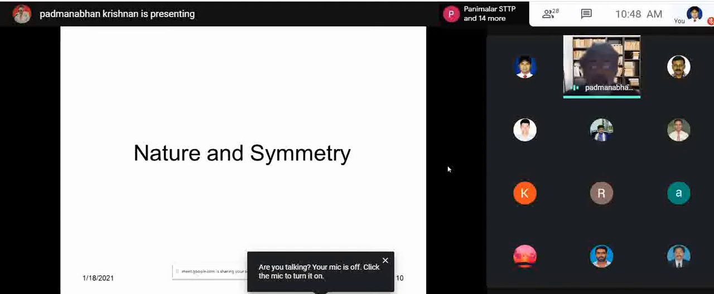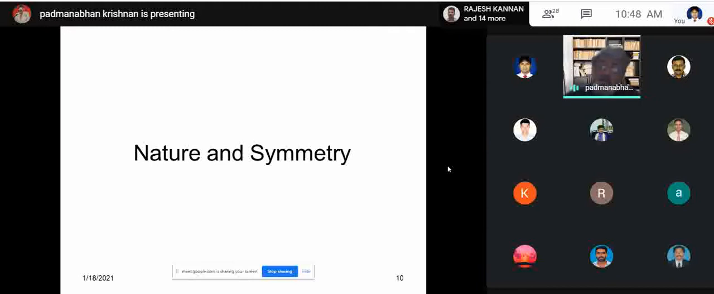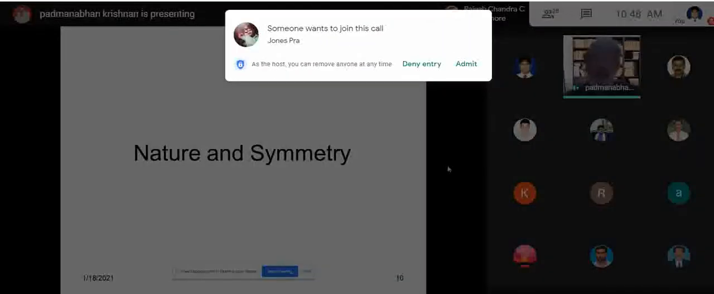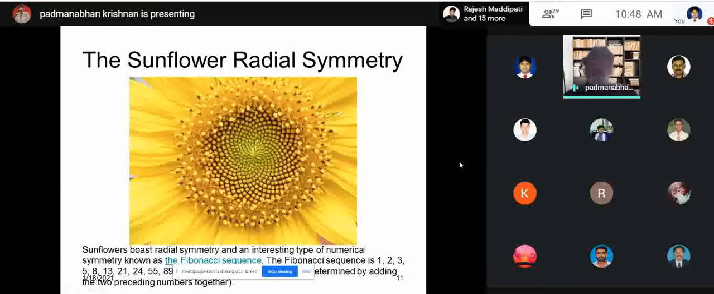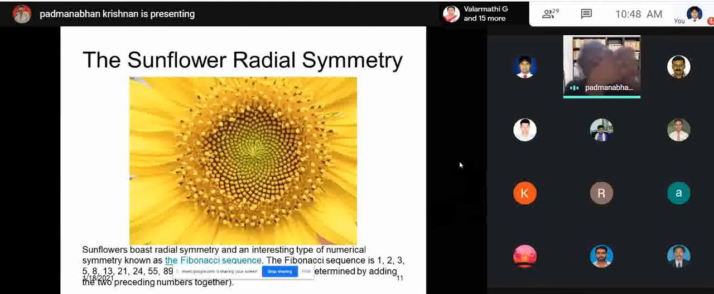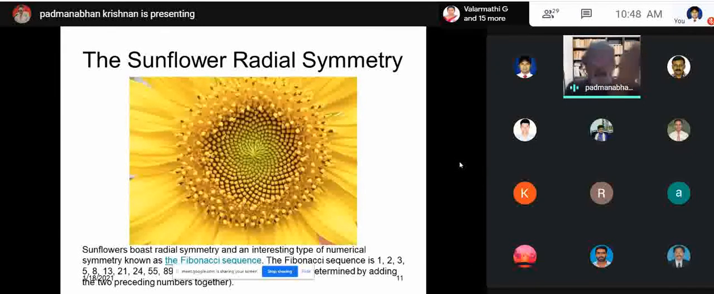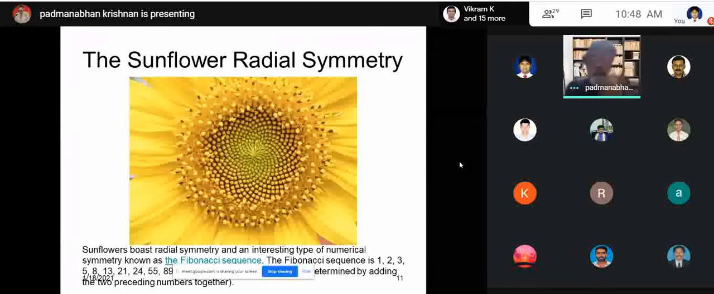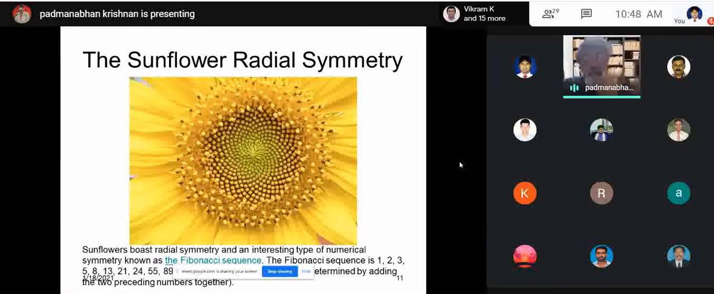Well, now let's take a look at nature and symmetry. As a nature fan, I would get into some of the things that nature has taught us in symmetry. The sunflower has a radial symmetry. In FEM, you need quarter symmetry, half symmetry, full symmetry, cyclic symmetry, or symmetry in a particular slice of a big pizza.